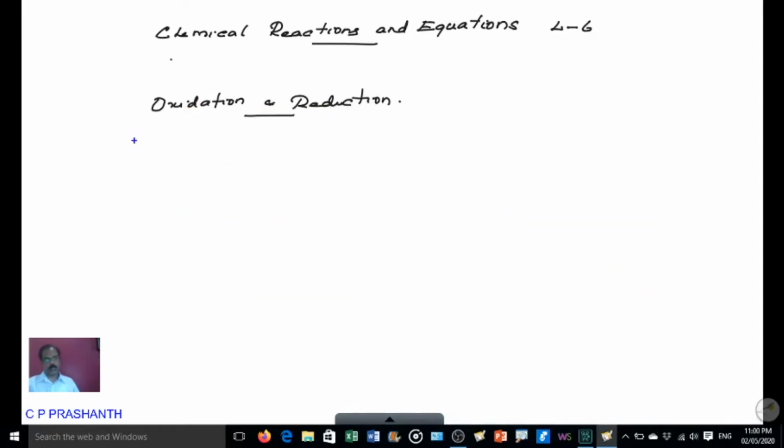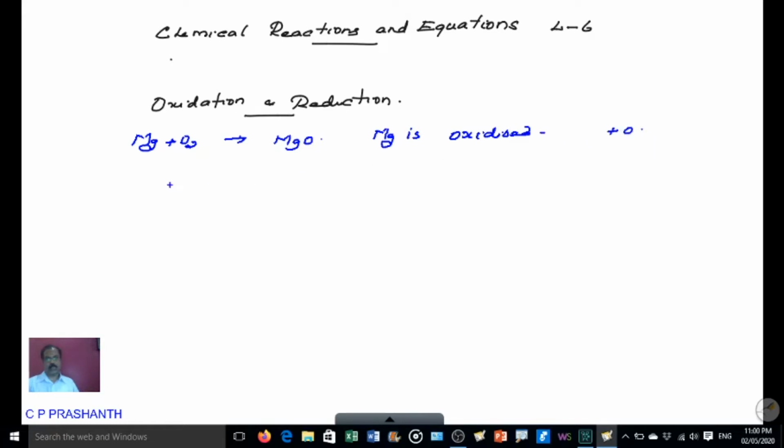You have already observed the burning of magnesium in oxygen. Magnesium reacts with oxygen to produce magnesium oxide, and magnesium is adding oxygen, therefore magnesium is oxidized in this reaction because oxygen is added here on magnesium.